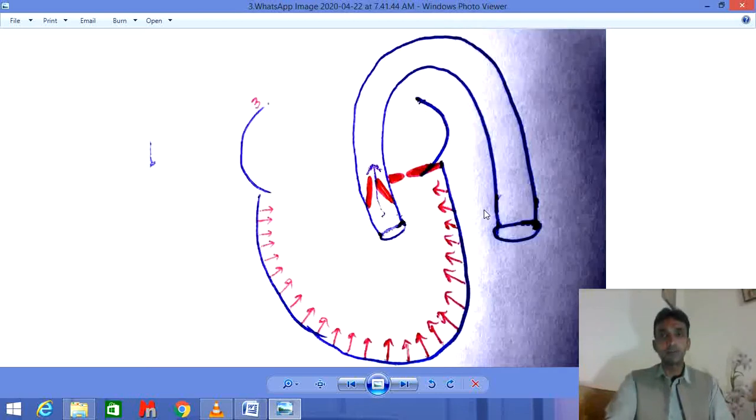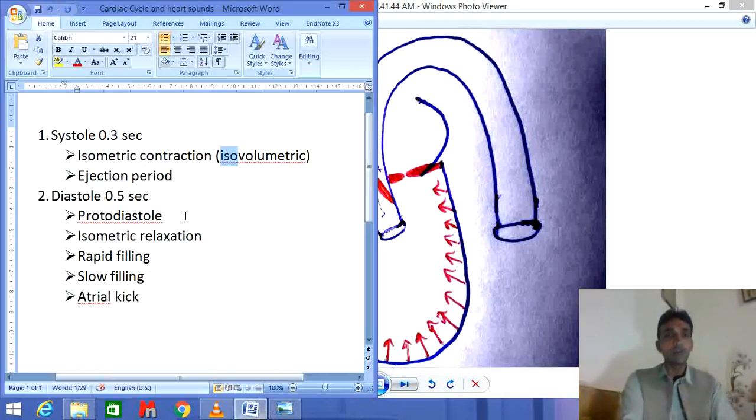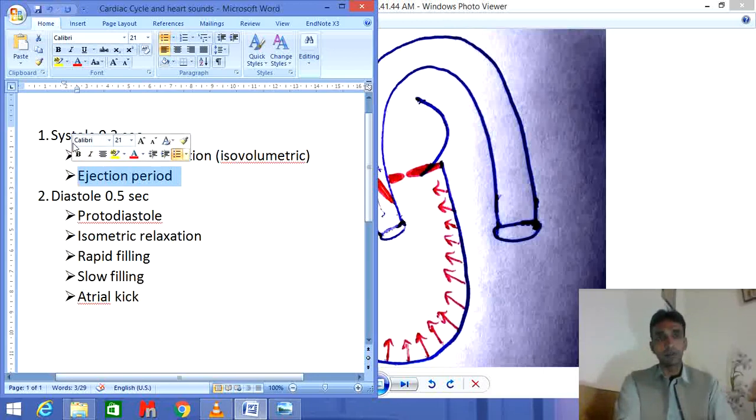Now coming toward the next one. Now consider that the S1 sound is also produced and the isometric contraction also takes place. Now after isometric contraction and the generation of S1 sound, the ejection period comes over here. The second period, the ejection period. This is the second step and the last step of the systole.